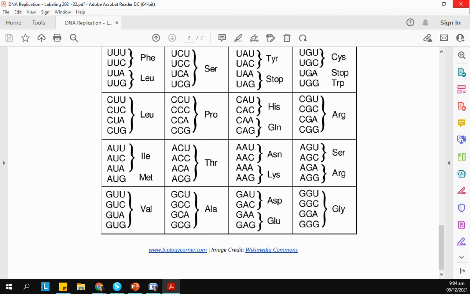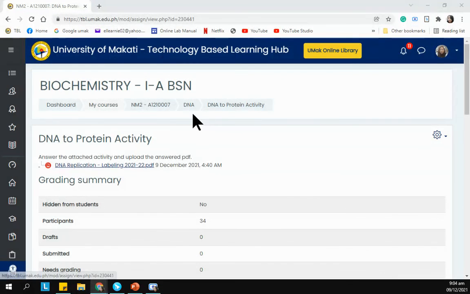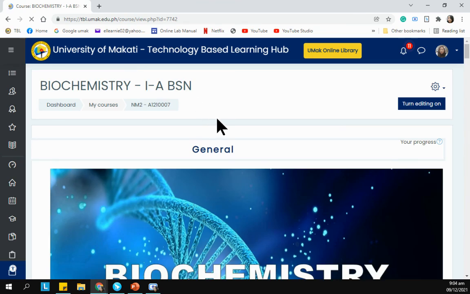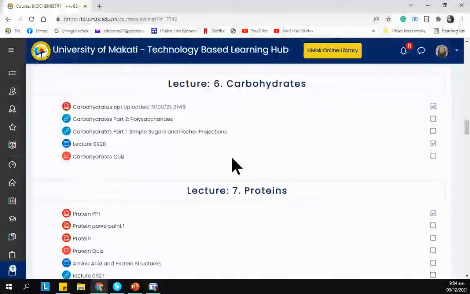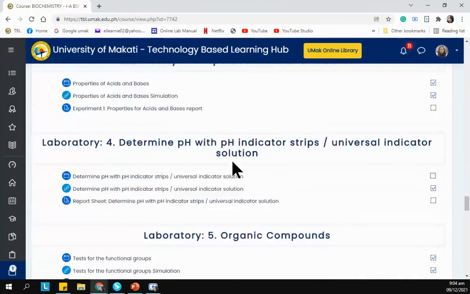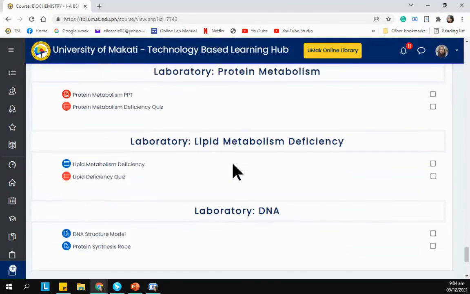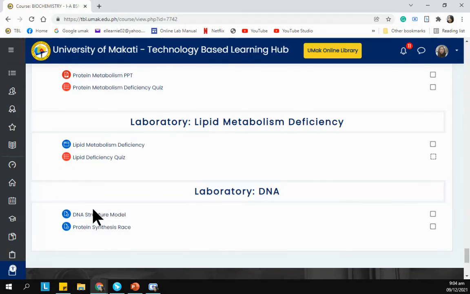Now, you also have another activity. I already uploaded it to our TBL Hub. This is again using Bioman. Okay, so I put it in the laboratory.